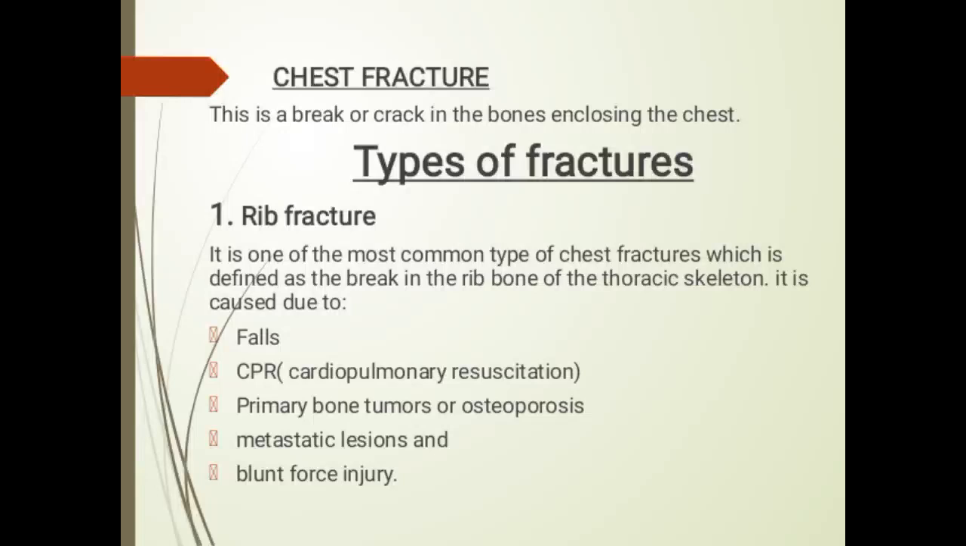Limb fracture is one of the most common types of fracture, caused by trauma, primary bone tumor, osteoporosis, which is softening of the bone, making it weak. We also have blunt force injury. These are the most common causes of hip fracture. So limb fracture is just a break in the limb bone or thoracic skeleton.